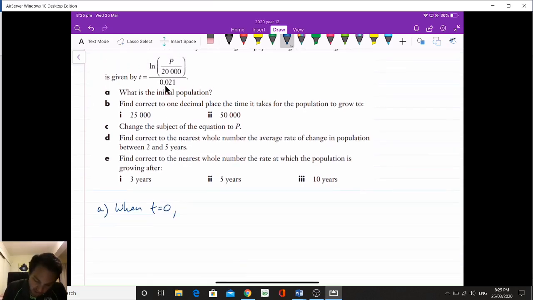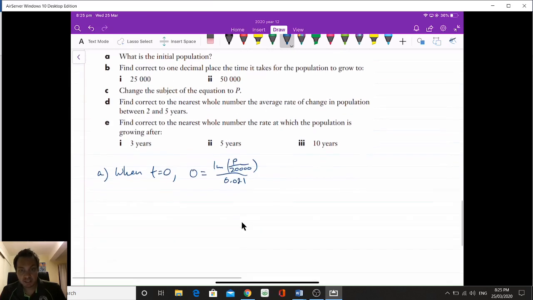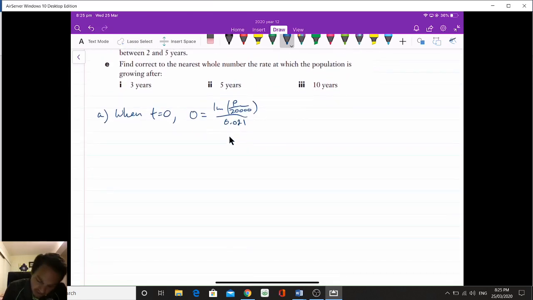Okay, so we're going to get, I'll just write 0 is equal to ln of p over 20,000, over 0.021. That's a really messy line there. Okay, and we would want to solve this for p. So multiply both sides by 0.021. Well, the left-hand side is still going to be 0, so that will go away. And we would therefore get, swapping the sides, ln of p over 20,000 is equal to 0.